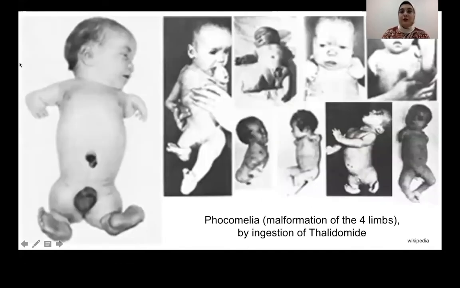I would like to show you this photo. It's very important, and I don't want you to forget this photo. As you can see, there are major morphological abnormalities in the babies. It is a condition called Phocomelia, which is the malformation of the 4 limbs, both the arms and the feet and the thighs. All the 4 limbs are defective.